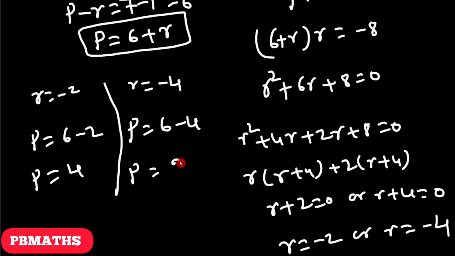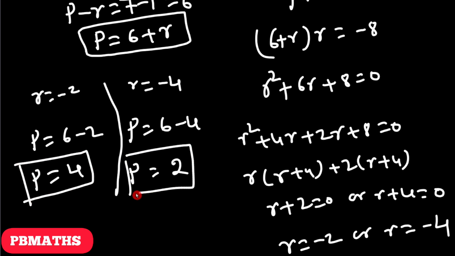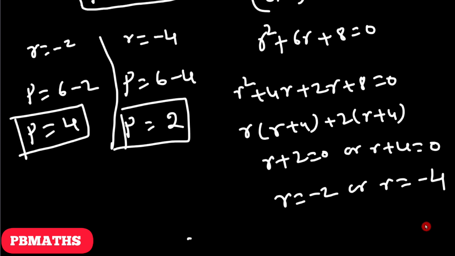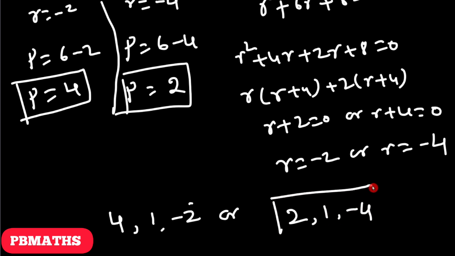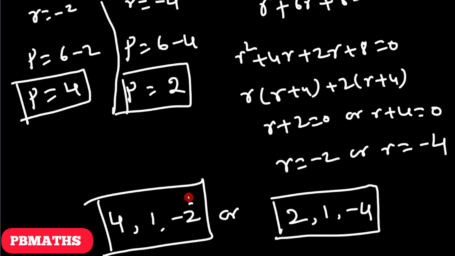So the two sets of integers are either 4, 1 and minus 2, or the other set is 2, 1 and minus 4. So these are the possible values of p, q and r.